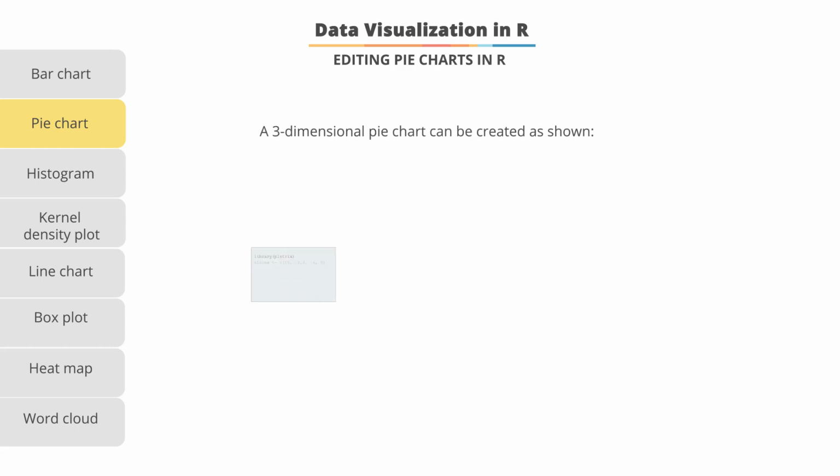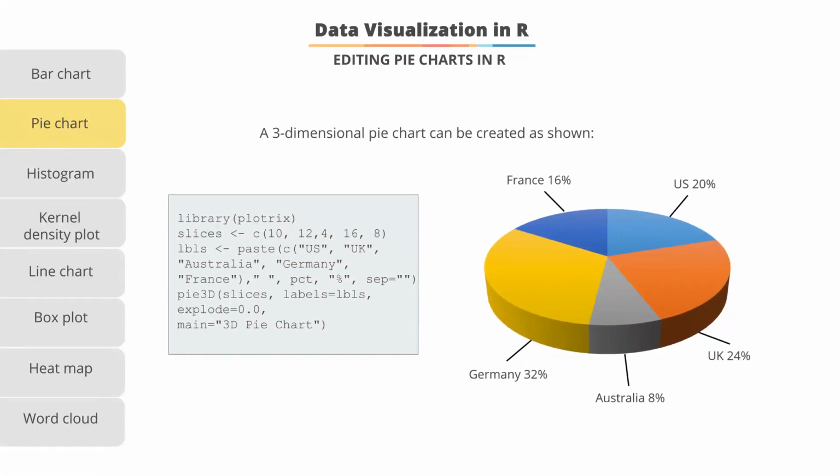You could also create a 3-dimensional pie chart. For this, you have to import the library Plotrix. Loading that library, again, we've done the exact same thing. And then you can see in the last few lines, we're using the function pie3D, again with the slices, those numbers, the same labels, and then the explode, which is that depth.